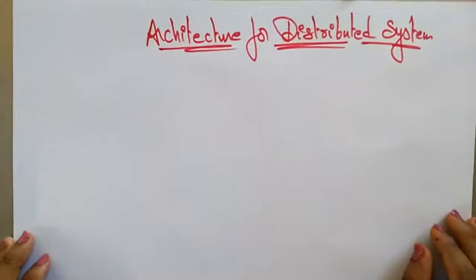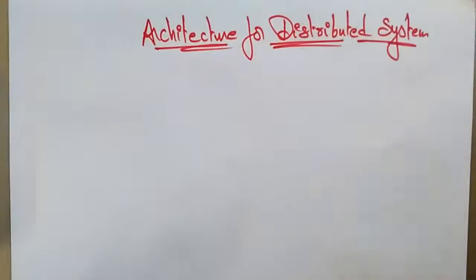Hi students, welcome back. Now coming to the next topic in the subject distributed system, which is architecture of distributed system. So how is the architecture for distributed system present? This architecture of distributed system is of two types.